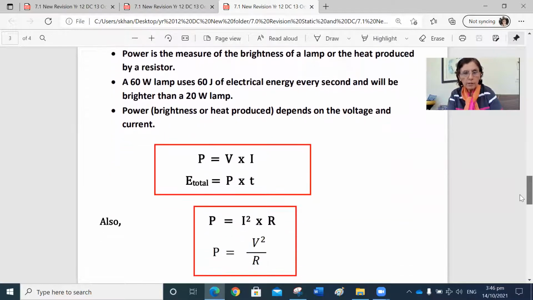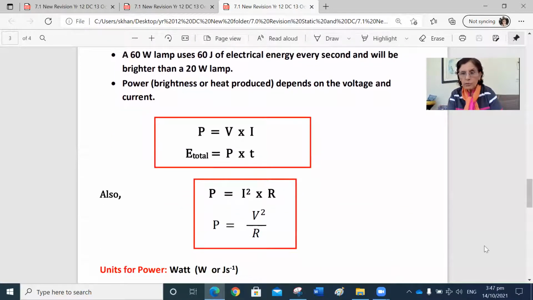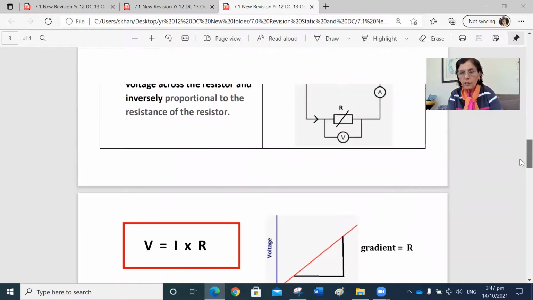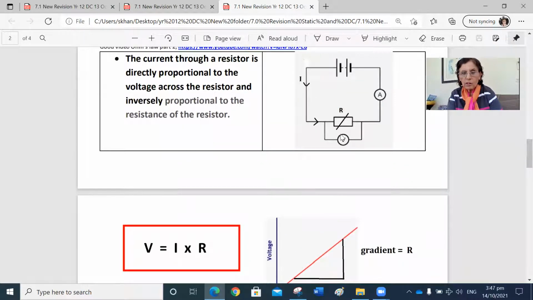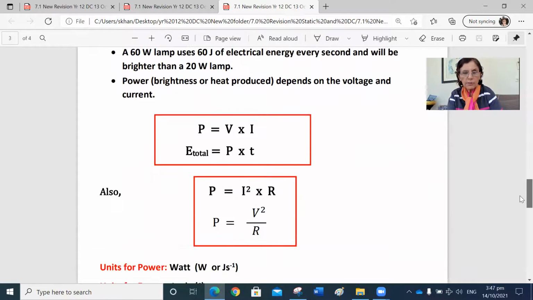Now, power depends on, in this circuit, if there is bigger voltage, then this resistor will be using up or producing more heat. Or if current is larger, then it will be producing more heat. So power depends on the voltage and it depends on the current. What is the total energy used? That will be power times time. These are the two formulas that will be provided, but you can figure out the others.